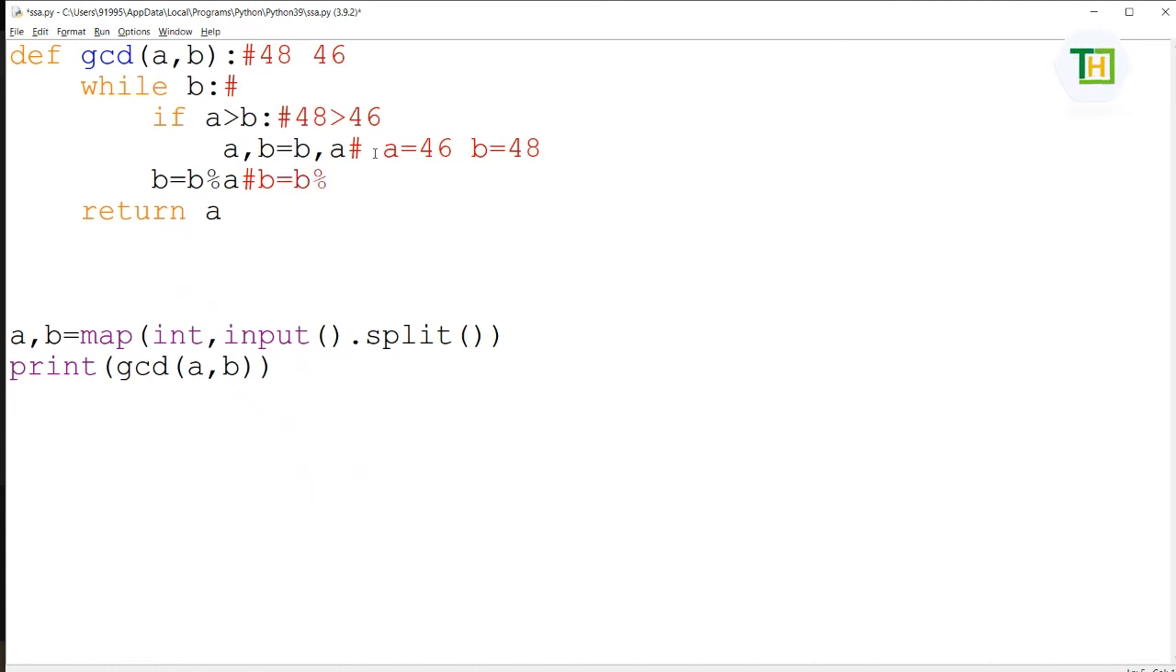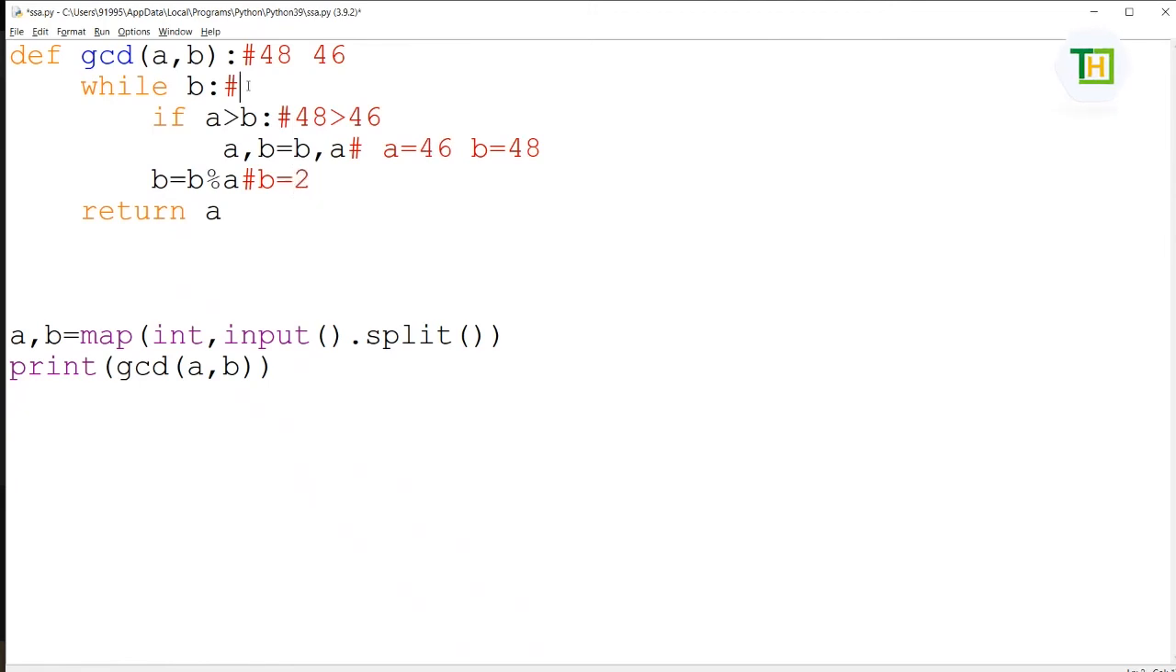B mod A means 48 mod 46. 48 mod 46 means 2 only. 48 minus 46, then B becomes 2 here. Okay. Now again it is iterating. Now what is the A value? A value is 46 and B value is 2 here.